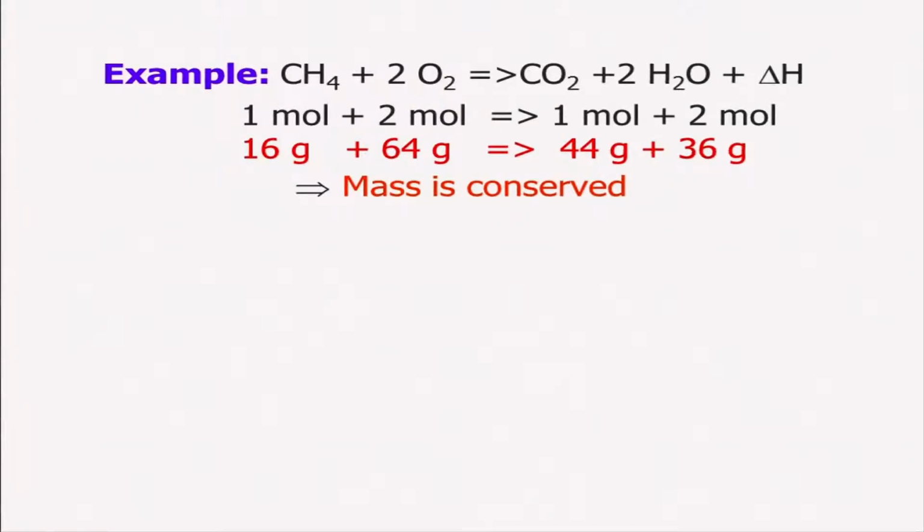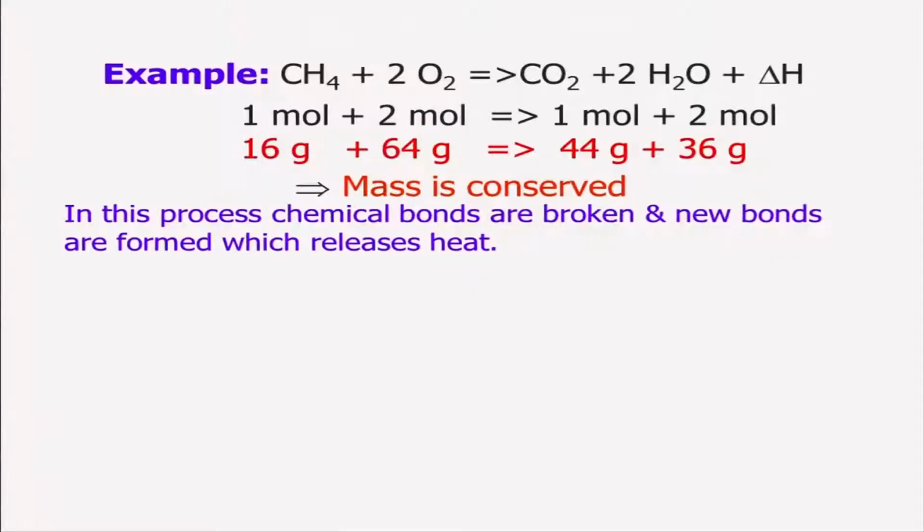And if you look at the moles, in this example they are also balanced on both the left and right hand side, but in other reactions they need not be. However, mass has to be balanced. Of course, in this process, as I told, the chemical bonds are broken and new bonds are formed, which releases heat. In some reactions, particularly endothermic reactions, the heat has to be absorbed, and you need to provide the heat for the reaction to occur.